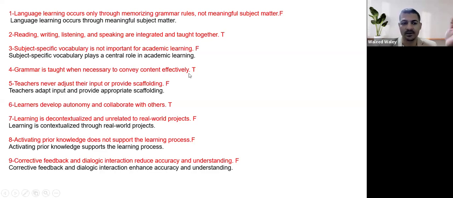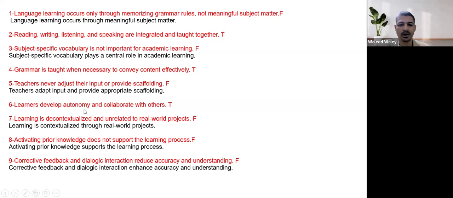That's right. In this method, we don't provide the students with the grammatical rules directly. Teachers never adjust their input or provide scaffolding. It's false, because teachers adapt input and they provide appropriate scaffolding. Okay, because the students always practice and use the language in different contexts like science, history. These are the examples I mentioned so many times.